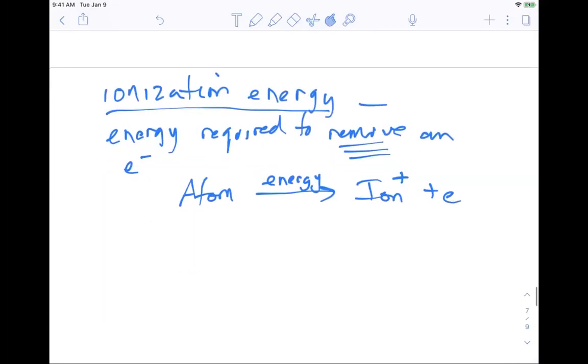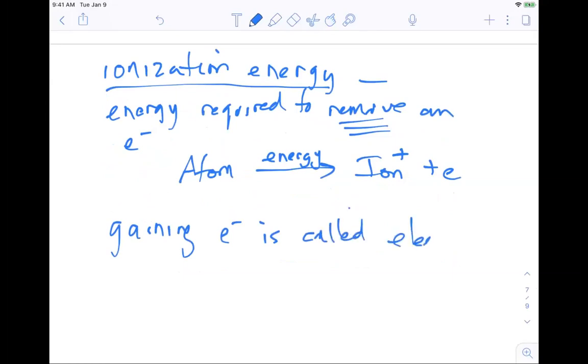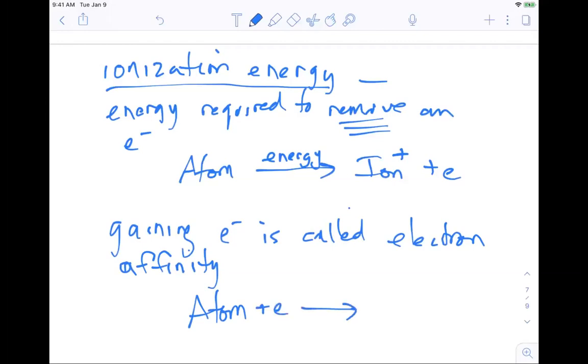Right? What if you're going to form a negative ion? What do we talk about then? Gaining electrons is called electron affinity. Right? That's written like this. Atom plus an electron goes to an ion, in this case negative, plus energy.